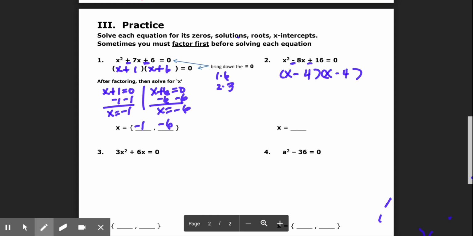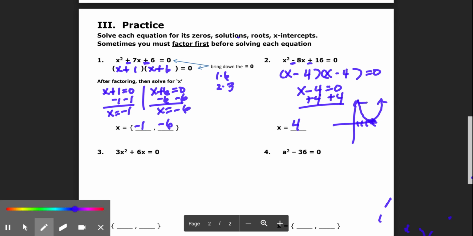So when we set each of these equal to 0, they're going to be the same thing. X minus 4 equals 0. We add 4 to both sides. So x will be equal to 4. So if it crosses the x-axis at 4, that will also be your vertex. Okay? So if you have 1, 2, 3, 4, right there is where it crosses. That's going to be your vertex. So your parabola will look like that.